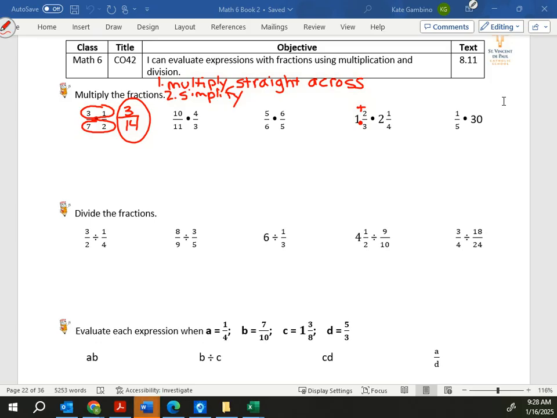So 3 times 1 is 3, plus 2 is 5, and then that denominator stays the same. Then we have 4 times 2 is 8, plus 1 is 9, denominator stays the same. Now we can multiply across. So first you have to change the mixed numbers to just an improper fraction, multiply that. Then we have our two fractions like we've been doing, multiply across.